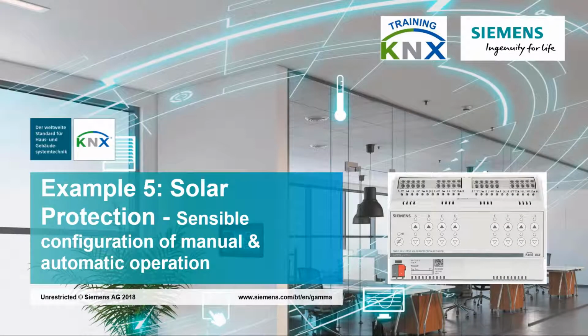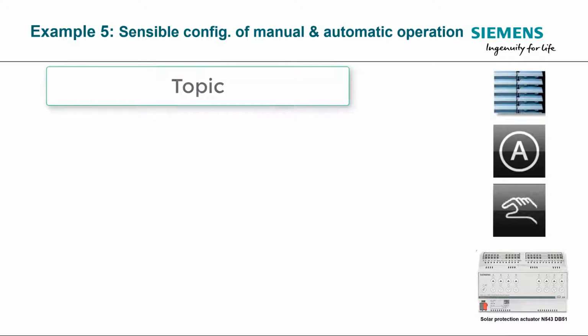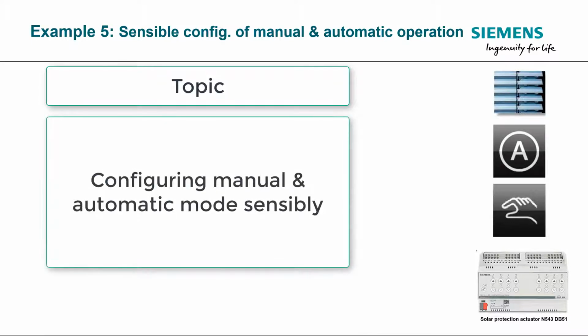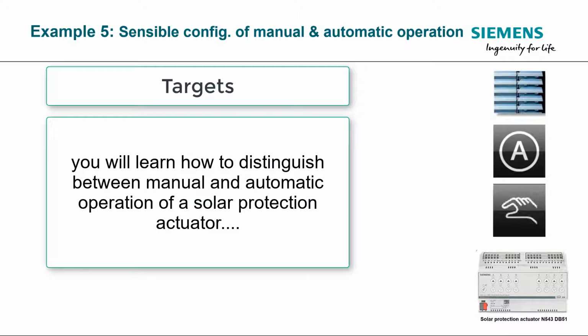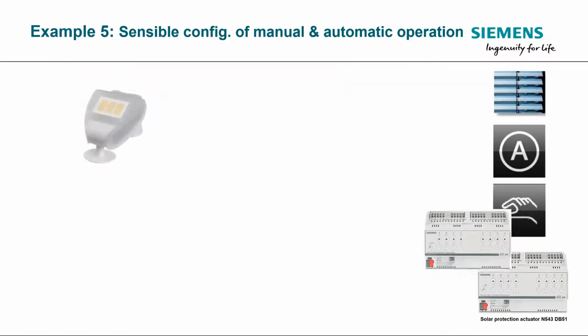Example 5. Manual or automatic operation sensibly configured. Welcome to the fifth example of applications for solar protection actuators. This time, the topic is configuring manual or automatic operation sensibly. In this training module, you will learn how to distinguish between manual and automatic operation of a solar protection actuator, what it is useful for, and how to configure it.